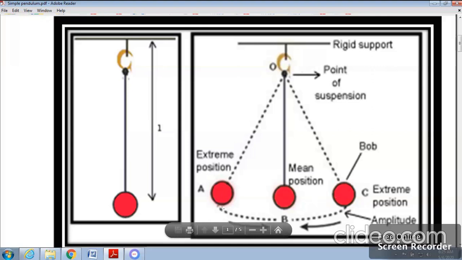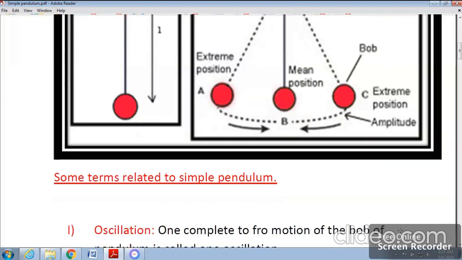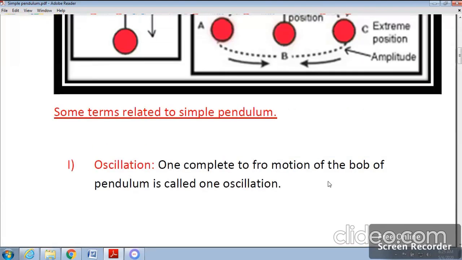Now this red is the bob, and the distance from B to C is the amplitude. So these are some related terms regarding simple pendulum. Very first, oscillation. One complete to and fro motion of the bob.